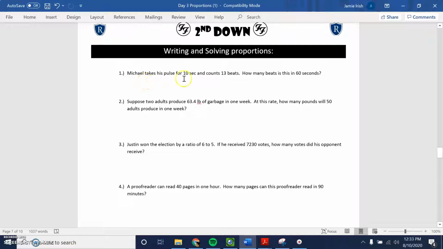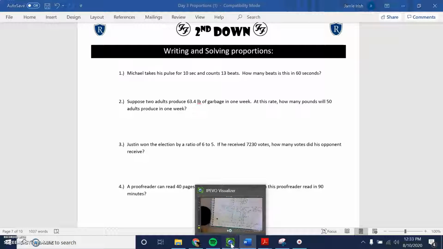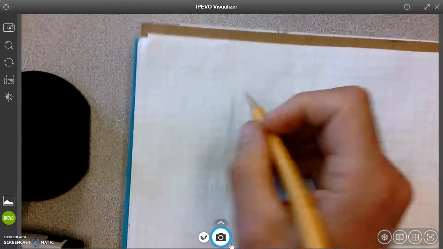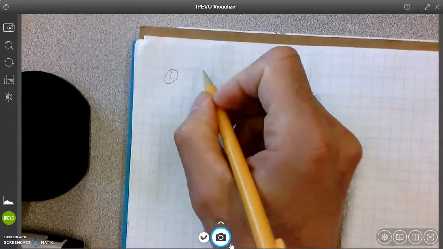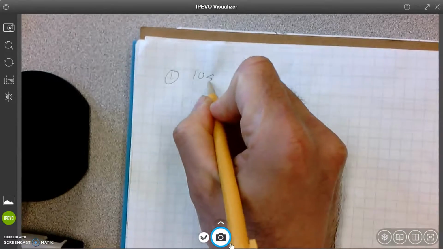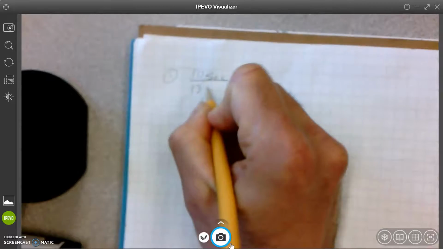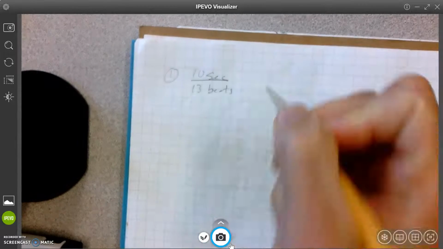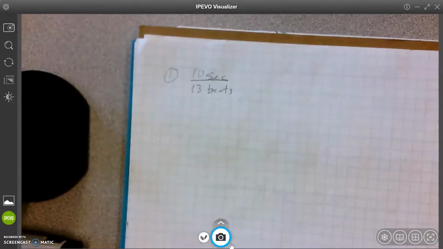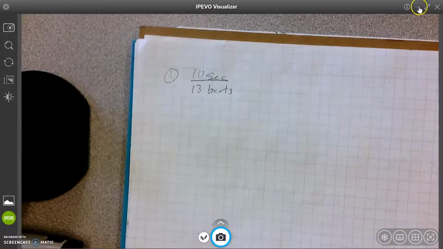Michael takes his pulse for 10 seconds and counts 13 beats. How many beats is this in 60 seconds? Okay. So the first thing is you write your ratio down. These are in the ACT all the time. So number 1. So 10 seconds is 13 beats. That's the ratio it gives you, just like it did in the previous problems.